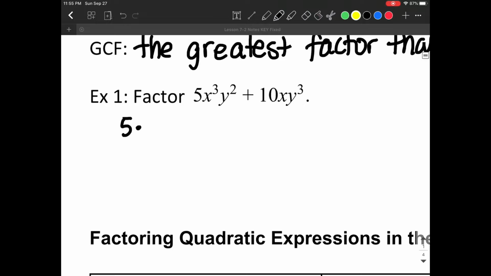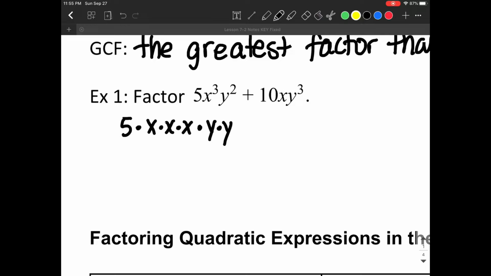That's my factor. I have next this x cubed. X cubed means I'm multiplying x times itself 3 times. So I have 3 x's multiplied together. Then I have y squared, which means I have 2 y's multiplied together. That's my first term broken down into all its factors, its most simplified factors, or smallest factors.